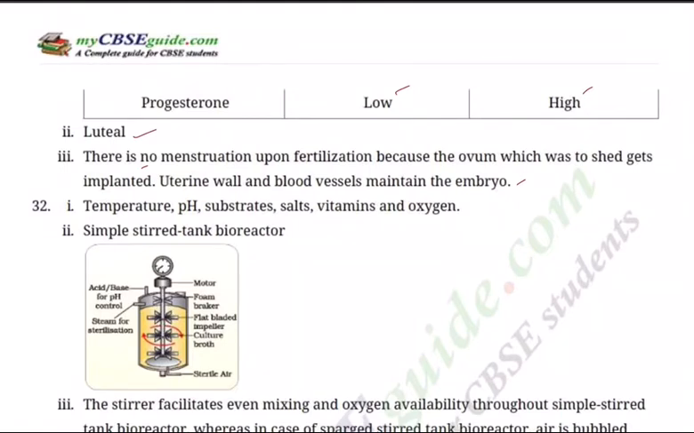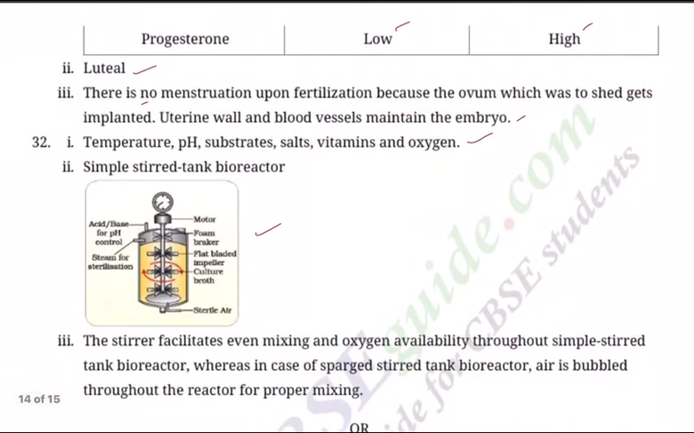Question 32. The development of bioreactors is required to produce large quantities of products. Question 1. Give optimum growth conditions used in bioreactors. Of course, optimum conditions: temperature, pH, substrates, salts, vitamins and oxygen. And second one, draw a well labeled diagram of a simple stirred tank bioreactor. That is the reason why I said you must practice diagrams. There are two types of bioreactors, and he is asking you stirred tank bioreactors.